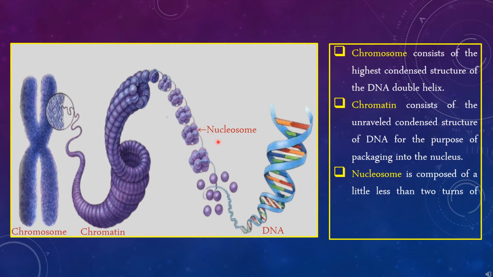A nucleosome is composed of a little less than 2 turns of DNA wrapped around a set of 8 proteins called histones. These round-like structures are known as histone protein, and here you can see 2 turns of this thread, and you have already learned that this magnified structure of thread is DNA. So a nucleosome consists of 2 turns of DNA and 8 histone proteins.